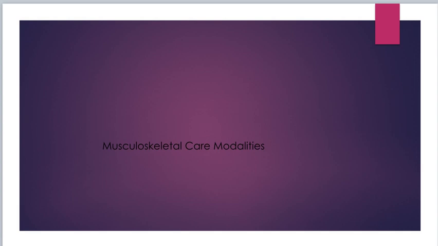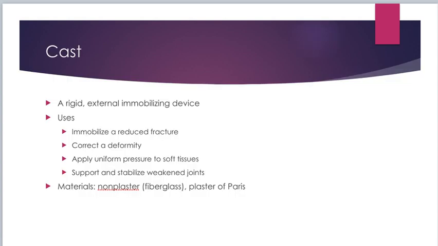Okay, so let's switch and talk about musculoskeletal care modalities. And casting. All right, so what is a cast? It's a rigid external immobilizing device. It immobilizes a reduced fracture. It can correct a deformity. It helps apply uniform pressure to soft tissues, and it can stabilize and support weakened joints.